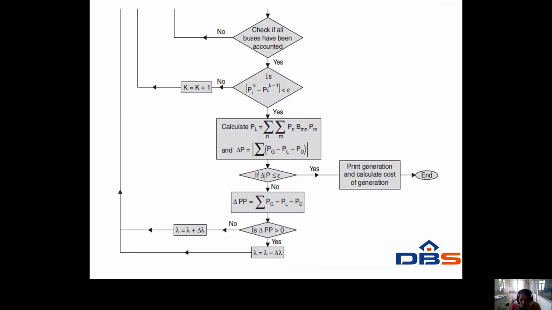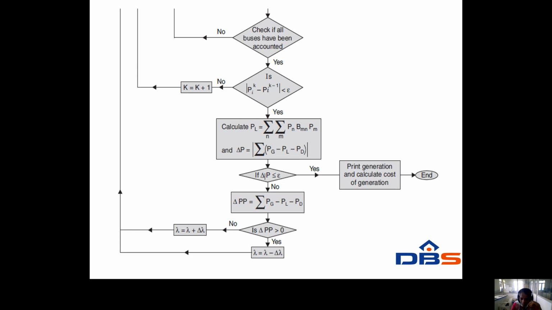After that, check another box: check if all the buses have been accounted. When it is yes, check whether Pn(k) minus Pn(k minus 1) is less than sigma. Then if it is yes, calculate PL as sigma n sigma m Pm Bmn Pn, and delta P equal to sigma of PG minus PL minus PD.